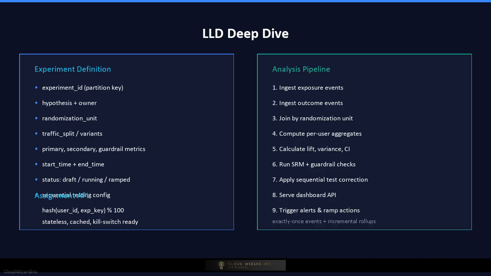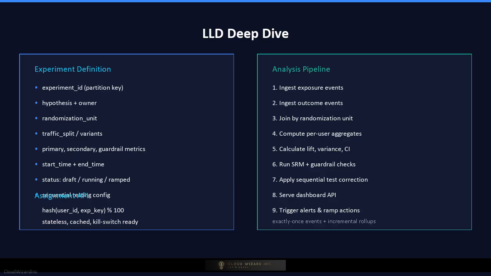The telemetry pipeline writes exposure and outcome events to Kafka, with schema validation and exactly once semantics for critical events. A stream processor joins events by randomization unit and emits per-user aggregates to an OLAP store. The batch statistics service runs scheduled jobs to compute lift, variance, confidence intervals, and SRM checks, using pre-aggregated data or bootstrapping for robustness. The metric store is optimized for time series and experiment-level queries.